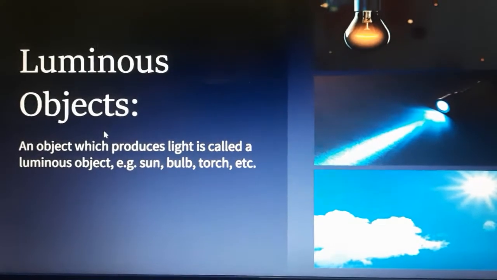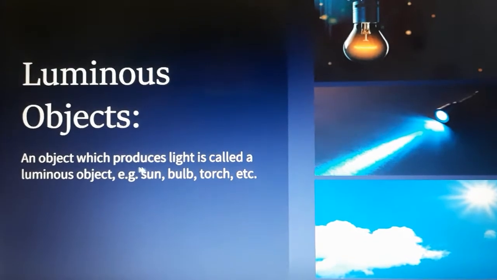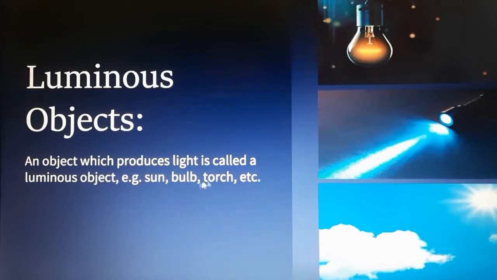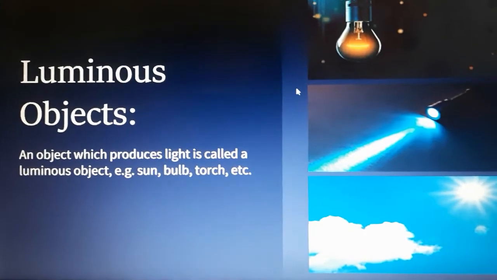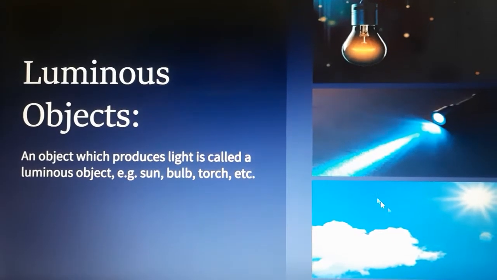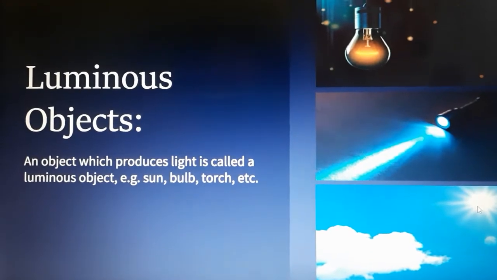Luminous objects. What are luminous objects? An object which produces light is called a luminous object. Example: sun, bulb, torch, etc. So these objects produce their own light. So therefore they are known as the luminous objects.